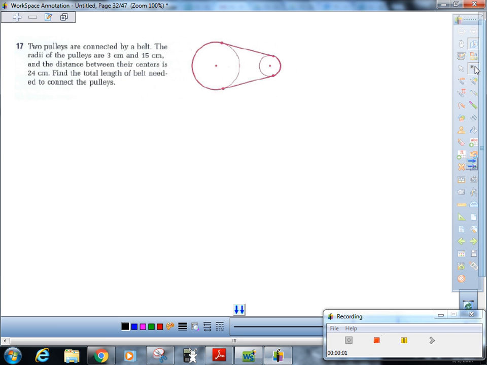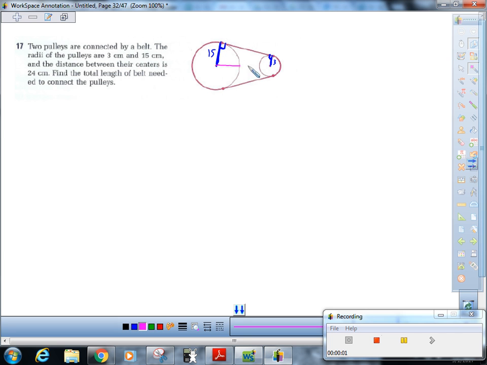Okay, that's big. All right, pulleys. They're so important. And they're connected by a belt. And the radii of the pulleys are 15 and 3. So I got to draw my right angle right there, and this one is 15. And here's my right angle, and that's 3. Okay? The distance between their centers is 24.